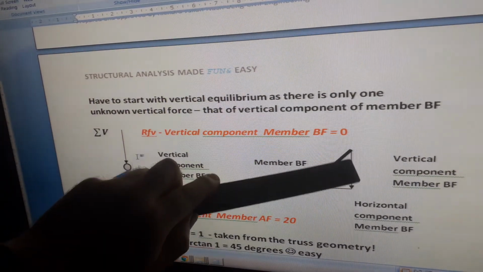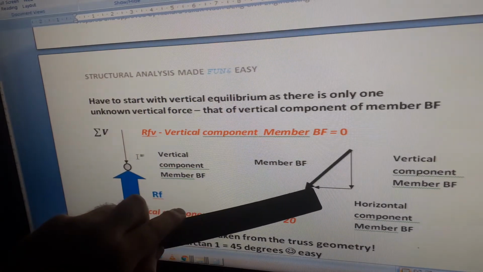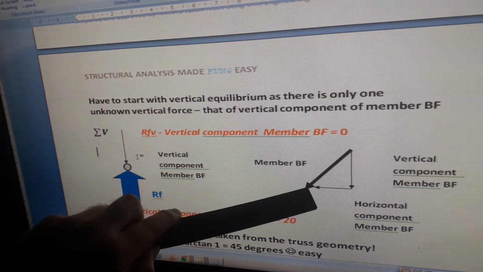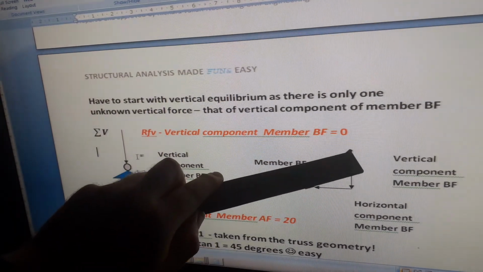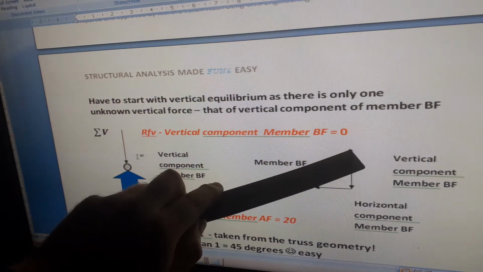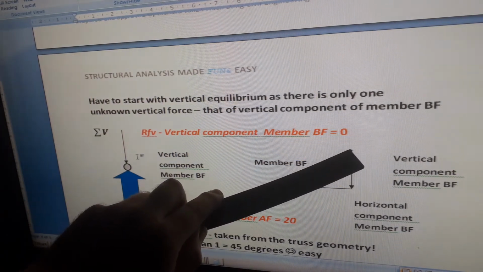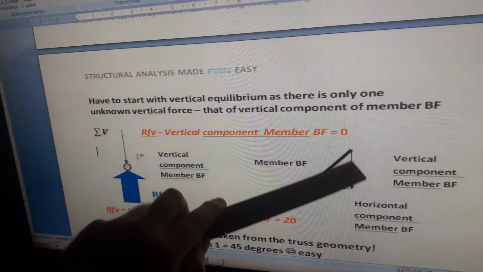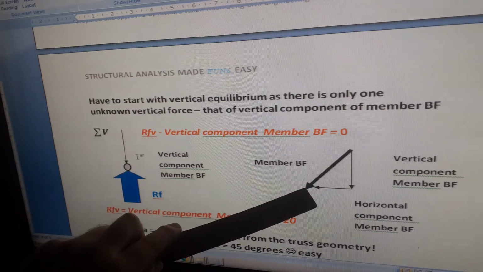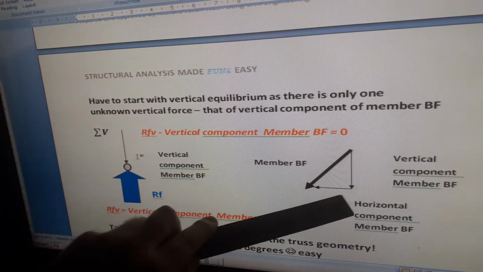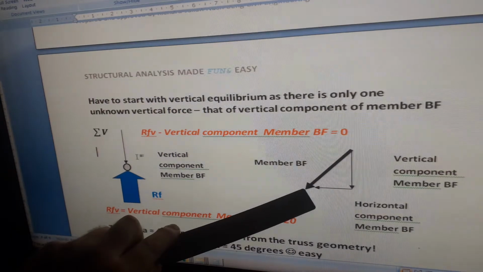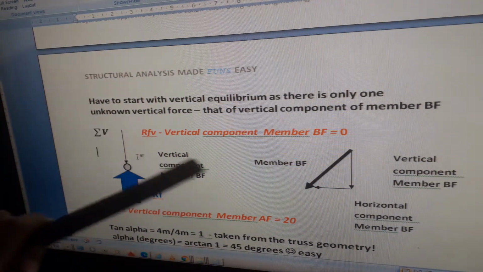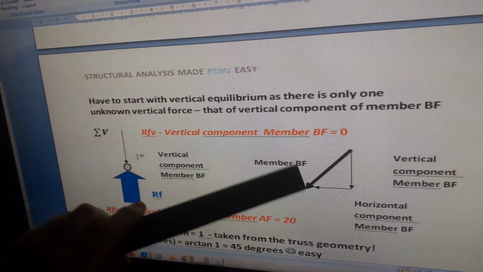This diagonal force is made up of a vertical component and a horizontal component. So member force BF has a vertical component and then a horizontal component. It's the same thing as vectors in mathematics. Vertical member force BF goes from here to here. Therefore, this vertical component must be down this way, and then to close the triangle, this horizontal component must be going from right to left. So that's how I'm working it out.